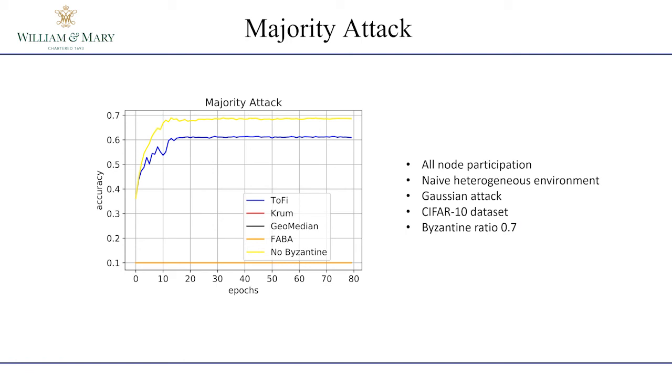This is the experimental result for majority attacks. Here we adjust the Byzantine ratio to 70%, and we use all-node participation, naive heterogeneous environment, Gaussian attack on the CIFAR10 dataset. It is obvious that Krum, geometric median, and FEBA cannot defend against majority attacks. Only ToFi is still able to defend against this kind of attack. It is because those methods are not designed for the majority attacker scenario. So the majority attackers will take over the training process and make the whole training incorrect.